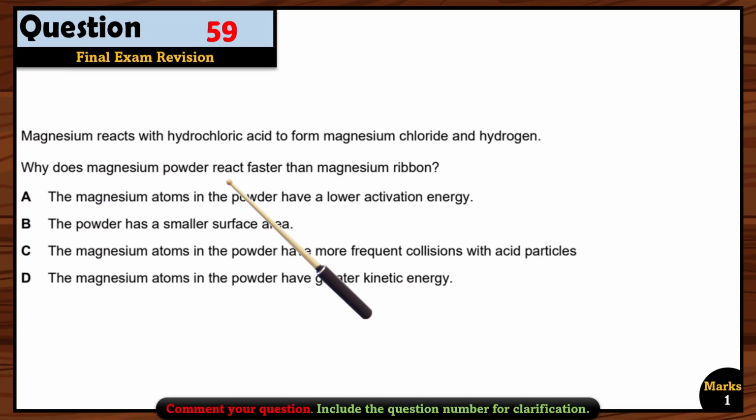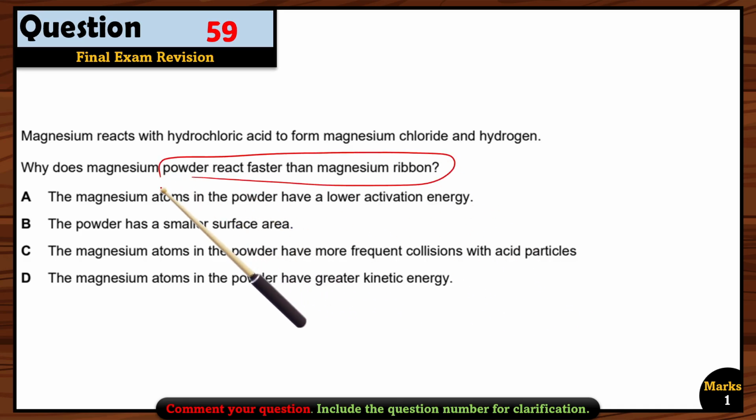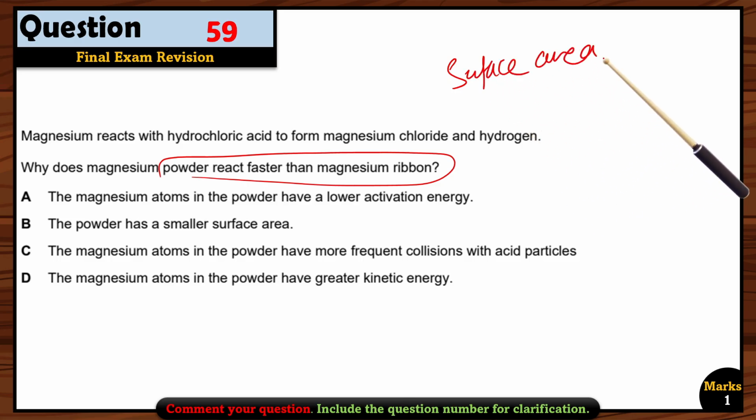Let's see another one. Magnesium reacts with hydrochloric acid to form magnesium chloride and hydrogen. Why does magnesium powder react faster than magnesium ribbon? So if you see what they are asking about magnesium, and magnesium is a solid, right? So for solid, actually the surface area matters. Higher the surface area, higher will be the reaction rate.